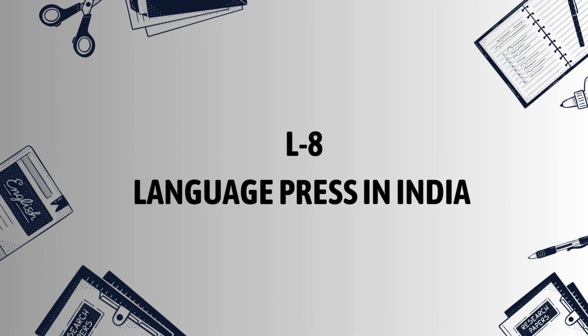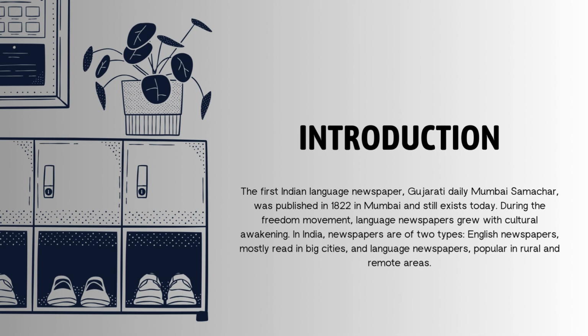Lesson number 8, Language Press in India. Introduction. The first Indian language newspaper, Gujarati Daily Mumbai Samachar, was published in 1822 in Mumbai and still exists today. During the freedom movement, language newspapers grew with cultural awakening. In India, newspapers are of two types: English newspapers, mostly read in big cities, and language newspapers, popular in rural and remote areas.